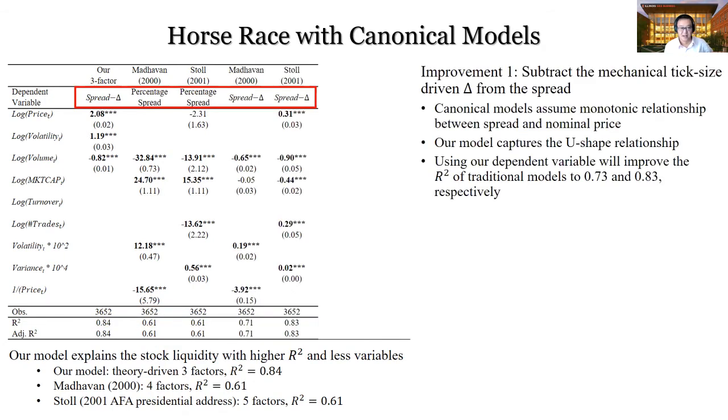So why? Let's decompose that. The most important factor is that the dependent variable in our liquidity regression should not be beta spread. This is my suggestion: it should be spread minus 1 tick, because there's a 1-tick mechanical part. If we change Hans Stoll's model or Madhavan's model so the dependent variable is spread minus 1 tick, their R square dramatically increases. Why? Because canonical models assume a monotone relationship between spread and nominal price, and our model captures this important U-shaped relation.